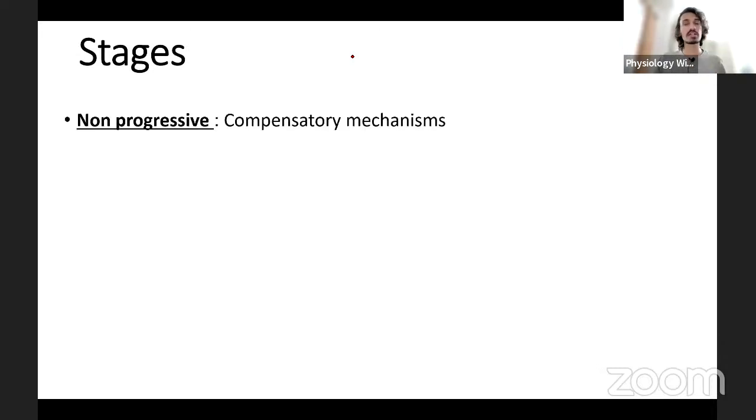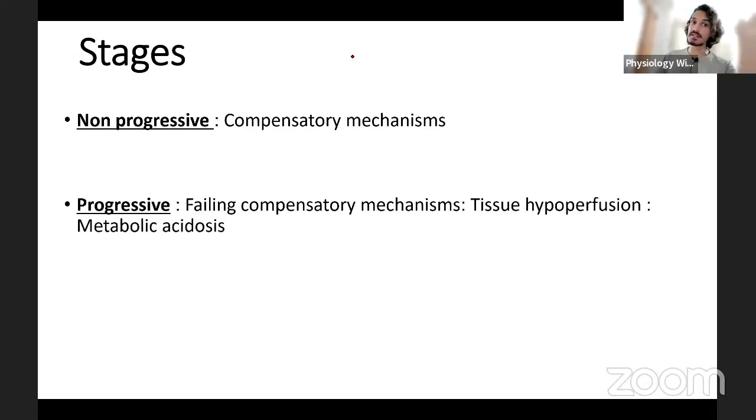Circulatory shock can first be non-progressive. In the non-progressive stage, what is happening? The compensatory mechanisms in the body are kicking in. They're working perfectly, and it's not progressing or getting worse. Then it starts getting worse and worse. That is progressive. The compensatory mechanisms kept helping, but after a point, they start failing.